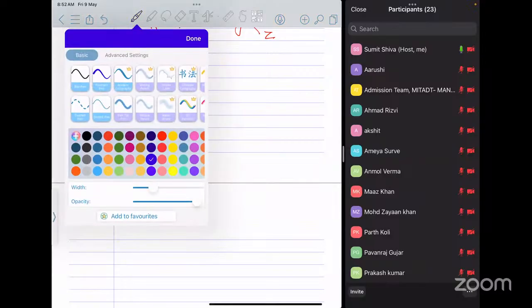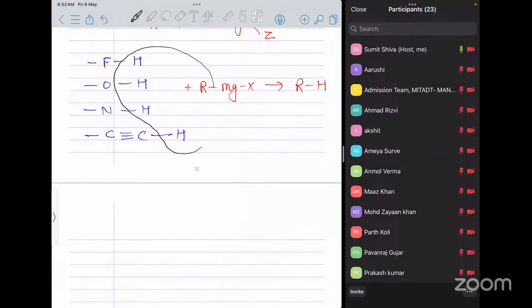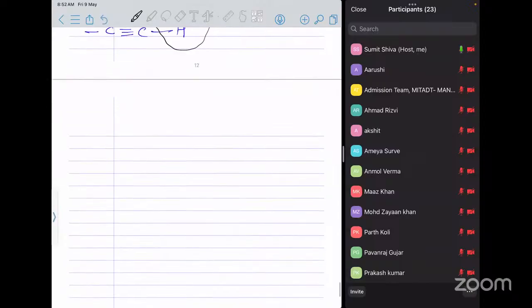So these are the active hydrogen. And if we have RMgX, we are going to have R bond H, because this alkyl group R will take H. Only H. The remaining part will be separated.